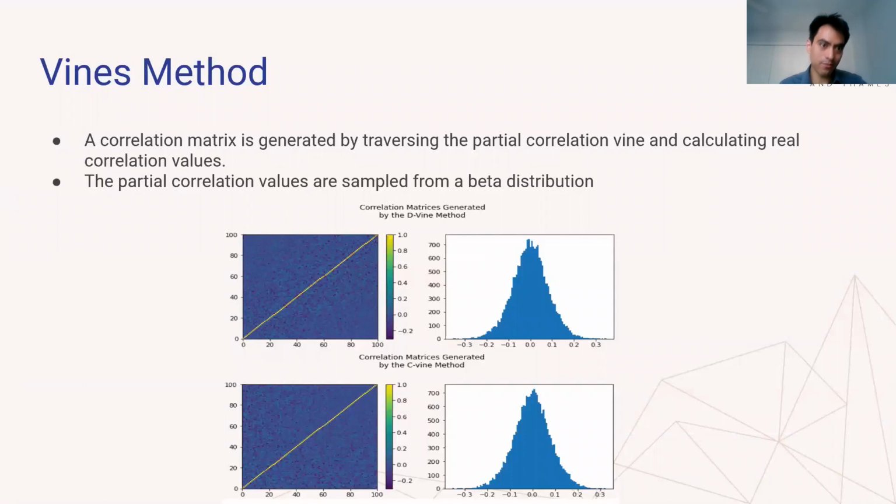And how do we use the vines method to generate a correlation matrix? The only thing that we do is traverse the partial correlation vine, and then we calculate real values from these partial correlation values. The partial correlation values are sampled from a beta distribution. And here at the bottom, you will see the result of creating correlation matrices using, on the top, the D-vine method and, on the bottom, the C-vine method. And on the right, you will see the underlying distribution of the pairwise correlation coefficients. And you will see that it most likely looks a little bit similar to some of the correlation matrices that you have generated from your stock returns.